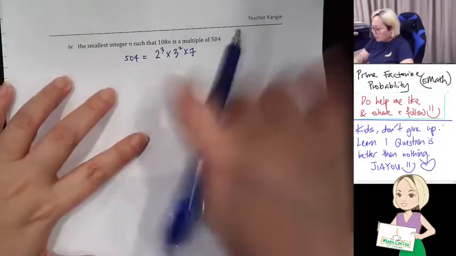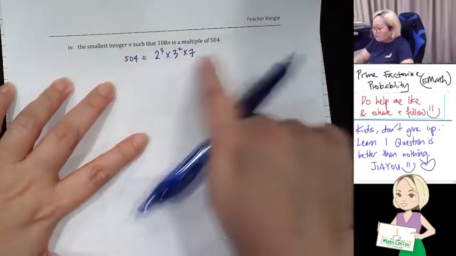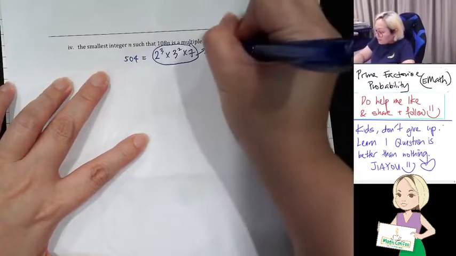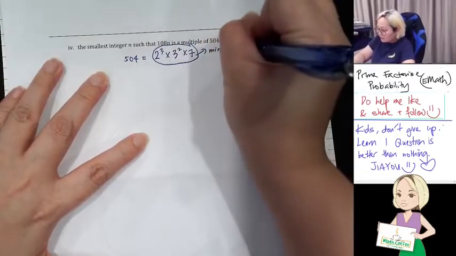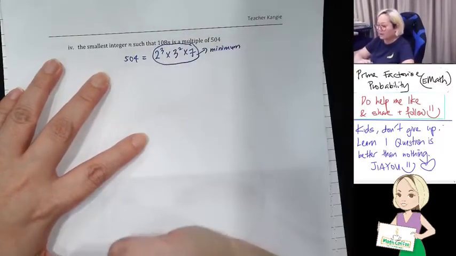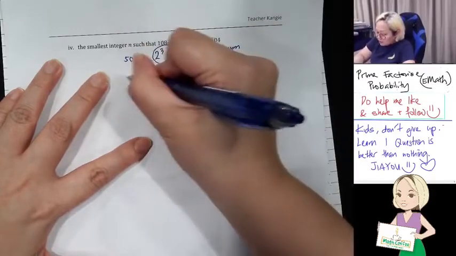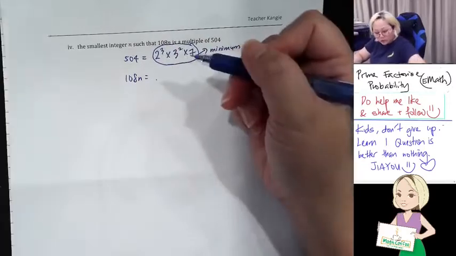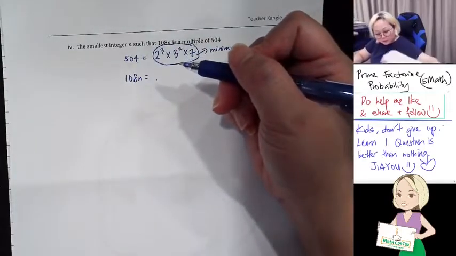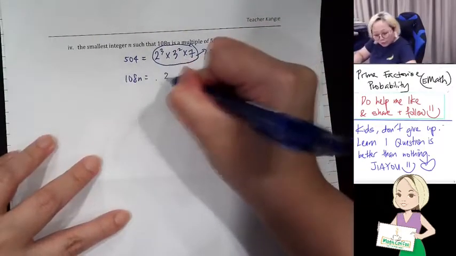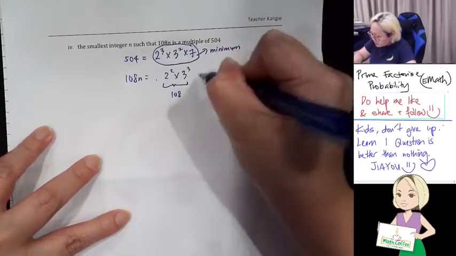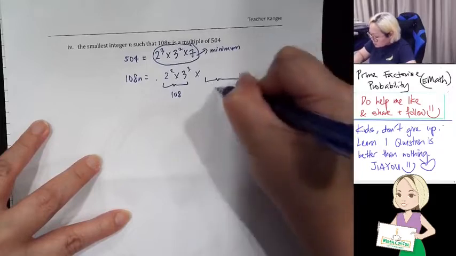so a multiple of 504 means that these are my minimum that I must have. Understand? My minimum that I must have. So now my 108n, I have to list down what my 108 is. My 108 is 2 to the power of 2 times 3 to the power of 3. So this is 108, and this one will be n.